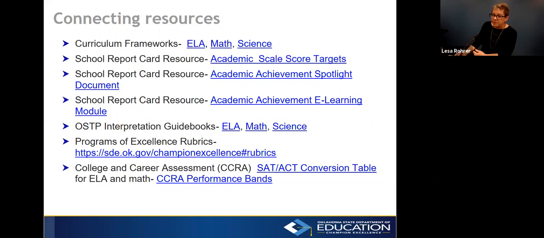And then if you need help understanding those college and career ready assessments, we put in the conversion table and the performance bands there as well. Again, each of these resources are linked within this, so you should have access to them.